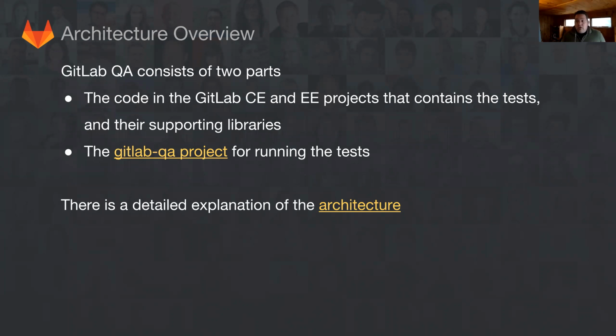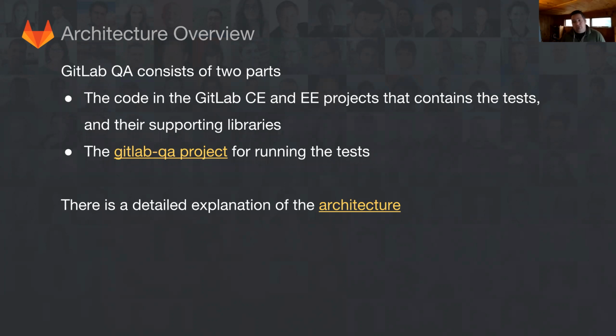So GitLab QA consists of two key parts. The first part is the tests themselves. These live in the GitLab CE and the GitLab EE projects. There are also some supporting libraries in there to make it easy to write tests and automate behavior that people will be doing repeatedly. You want to check different tests and different arguments and different behaviors, so we want to make it as easy as possible to write simple tests so you can add more tests.